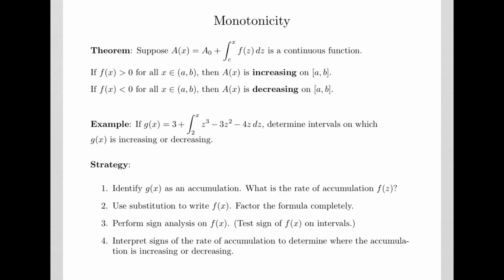So this slide summarizes that idea. Anytime I have a function that's defined as an accumulation, and I can identify the derivative or the rate formula f, if I can find an interval, so here's an interval AB, and my rate is positive everywhere in the interval, then that's enough to tell me that my function, the accumulation function, is increasing on the interval. And if I have a negative rate everywhere in the interval, then my function will be decreasing.